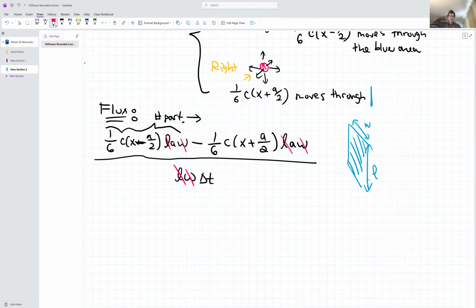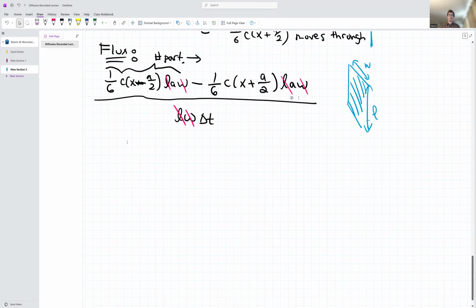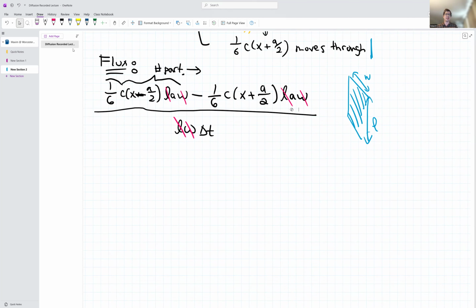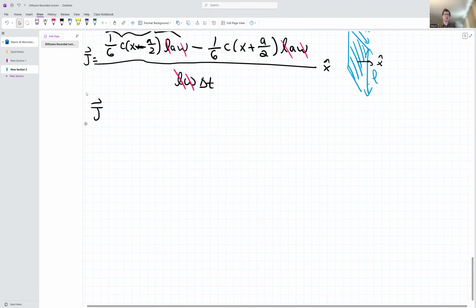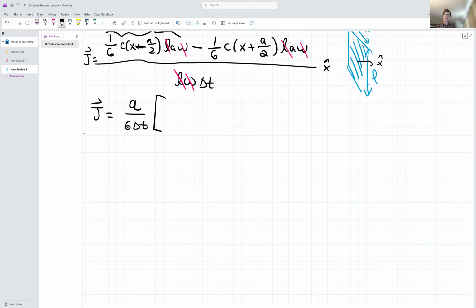And we know the flux is in the x hat direction. That's the normal to the surface, the perpendicular direction to the surface. So, okay, what is this J? There's a factor of 1/6 delta t that comes out, and then there's a factor of A also. So I guess there's an A up here. And here we get an interesting difference between concentrations: it's C at x minus A over 2 minus C at x plus A over 2.